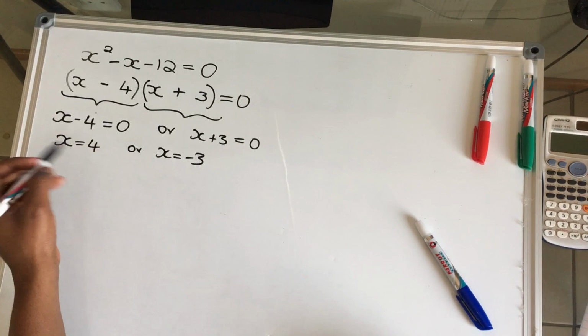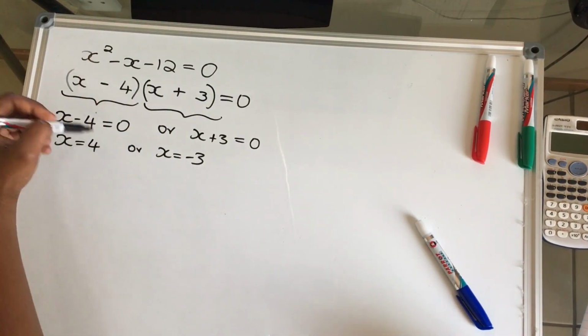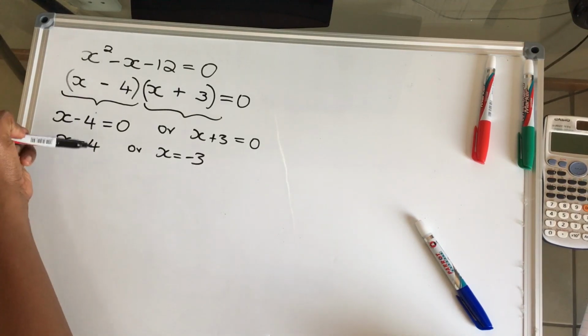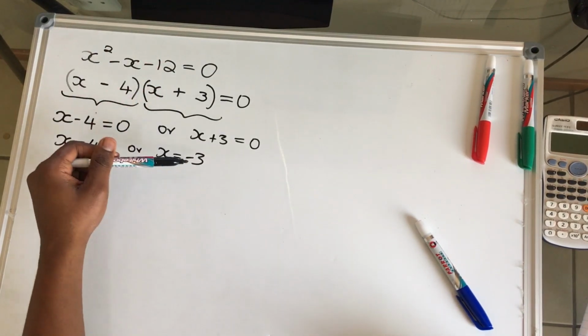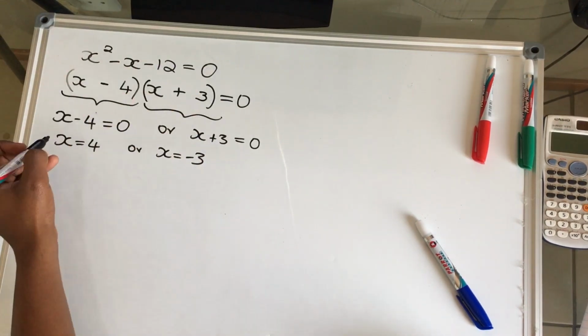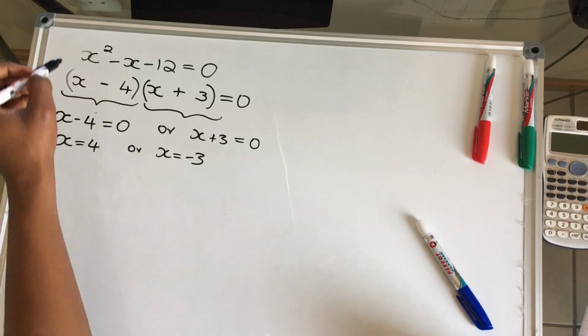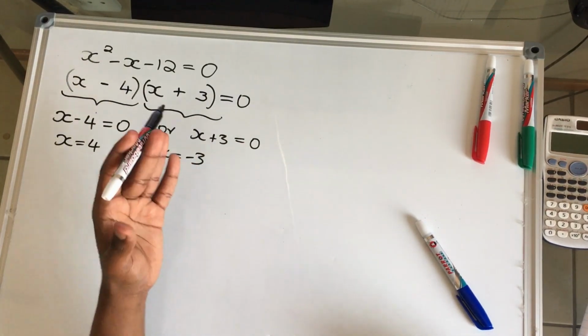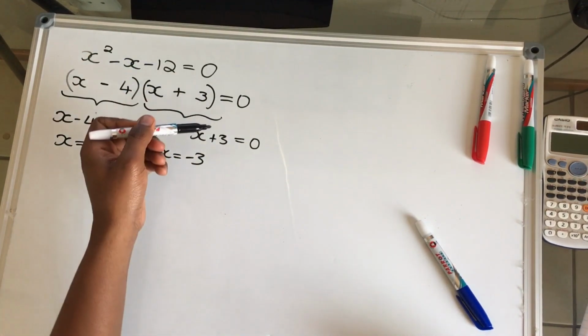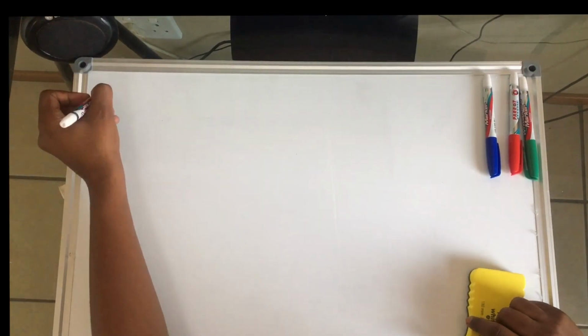To check the solution, we can substitute the x value of 4 into the original equation to get 0, and then the same thing, substitute the value of minus 3 to get 0. So we can approach the next problem, which is to solve for x in standard form and then factorize easily. So the next problem is as follows.